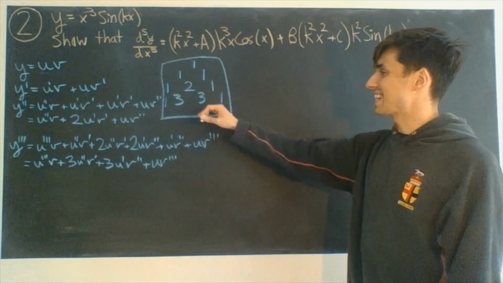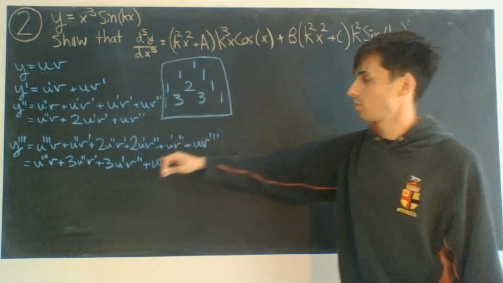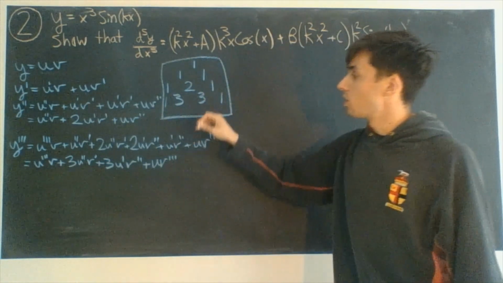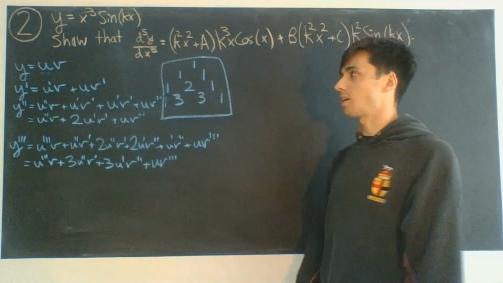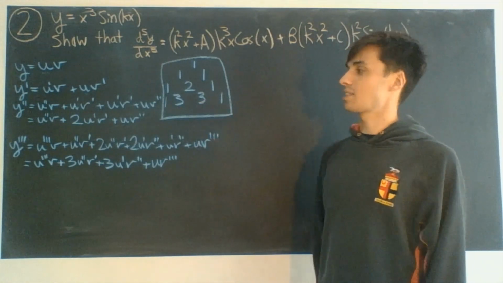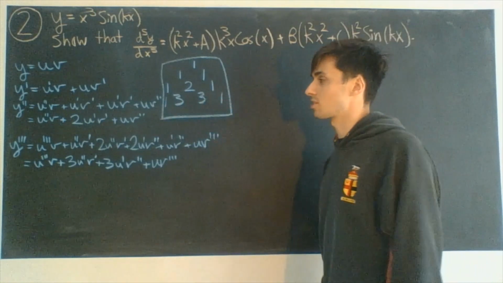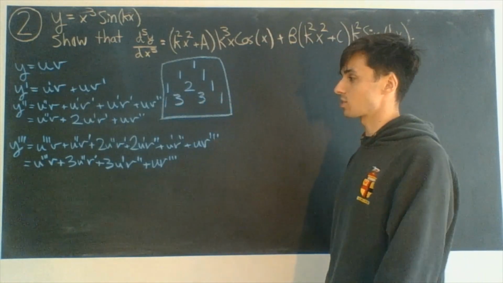What we can see here is that these coefficients, 1, 3, 3, 1, on this row, they are the coefficients that you'd find in Pascal's triangle. And it's exactly the same as if we were to expand a binomial. We get these same numbers. These are the binomial coefficients.